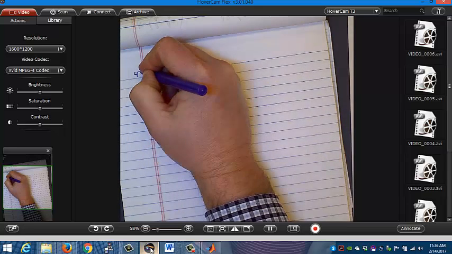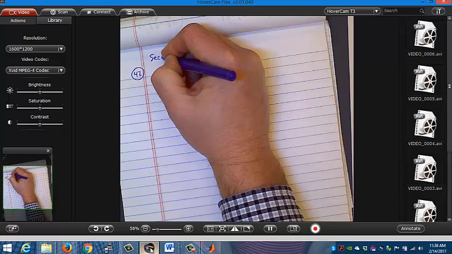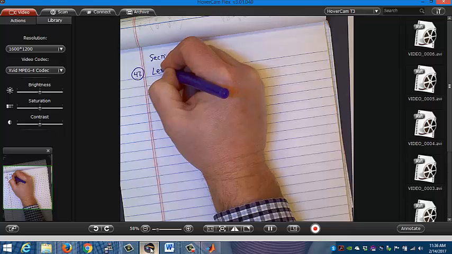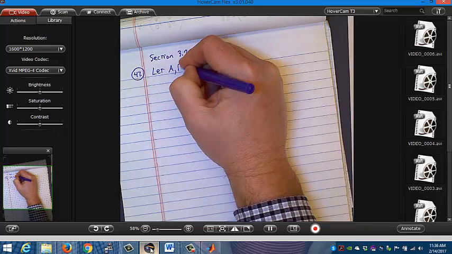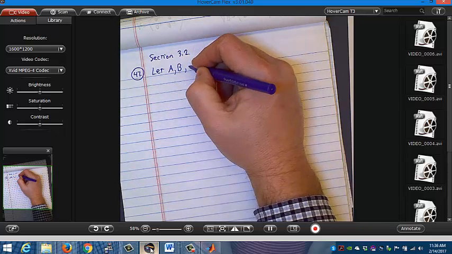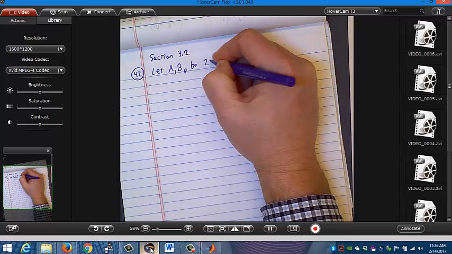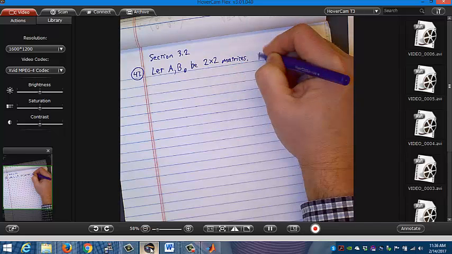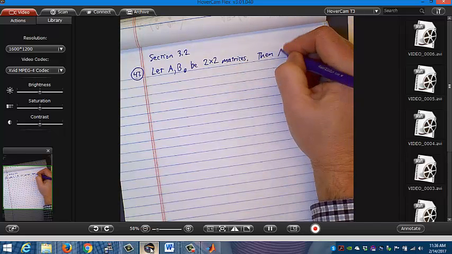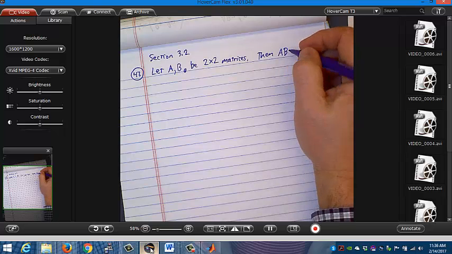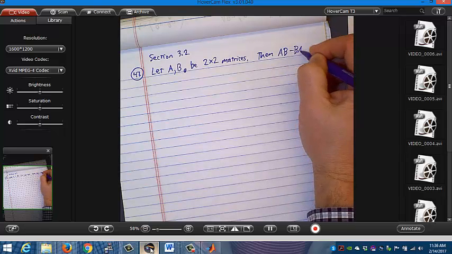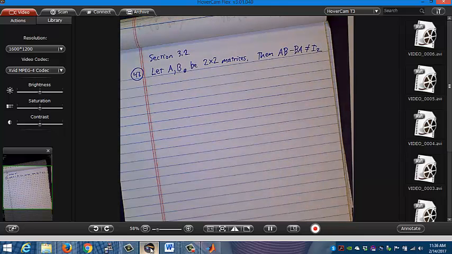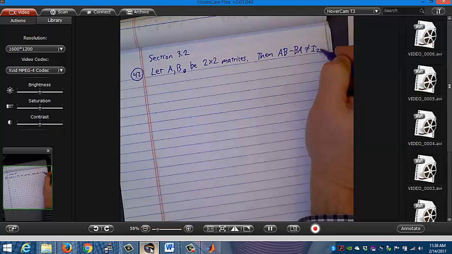This is 47 from section 3.2. Let A and B be 2 by 2 matrices. Then AB minus BA does not equal I2. I want to prove that. Does not equal I, basically.